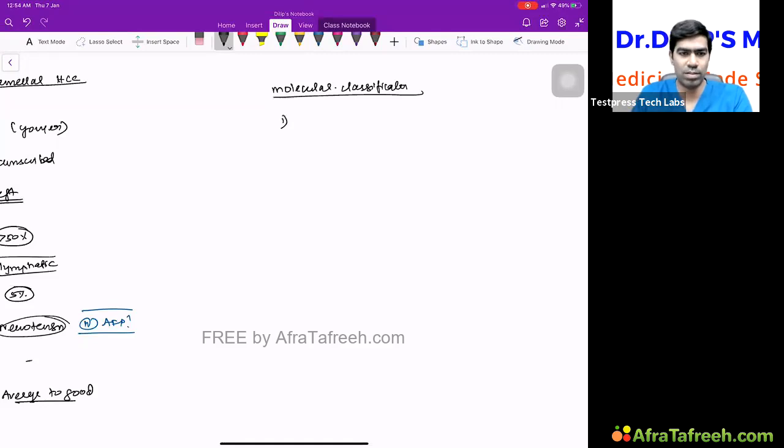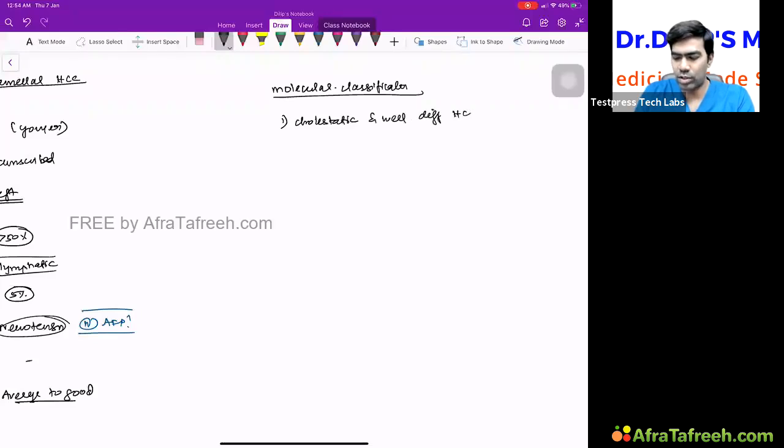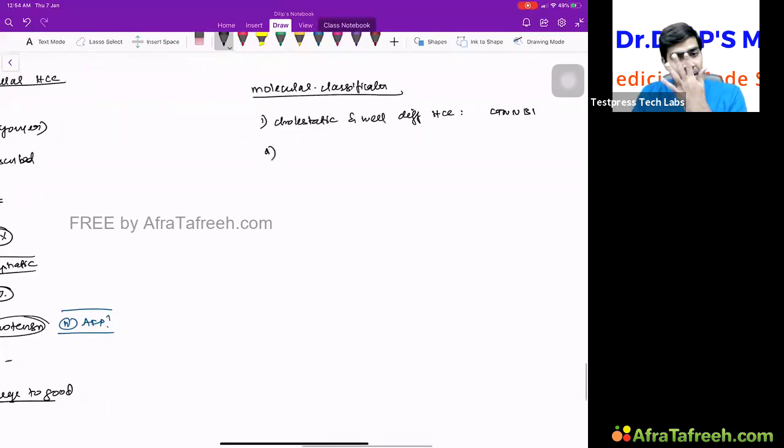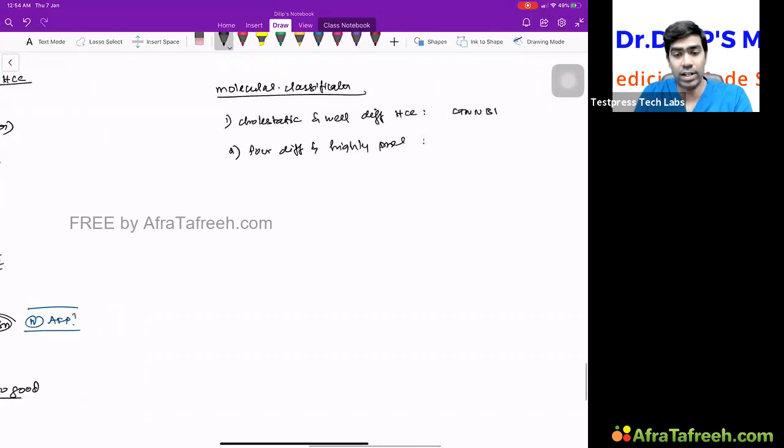Similarly, here we have some molecular classifications. The first pattern is cholestatic and well-differentiated HCC. So they'll produce a cholestatic pattern and a well-differentiated type of HCC. Typically, the mutation associated is CTNNB1. The second type is poorly differentiated and highly proliferative HCC, with a high Ki-67 index. Typically associated with TP53 mutations.